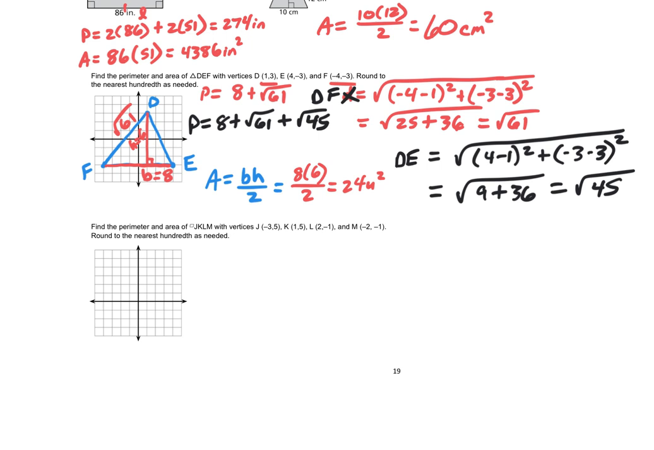So now put it into your calculator just like this. Okay? 8 plus radical 61 plus radical 45. Practice putting this into your calculator so you know exactly how you have to put this into your calculator. Make sure you get the right answer. Up here it tells us we're going to round to the nearest hundredth. We're going to 2 decimal places here.